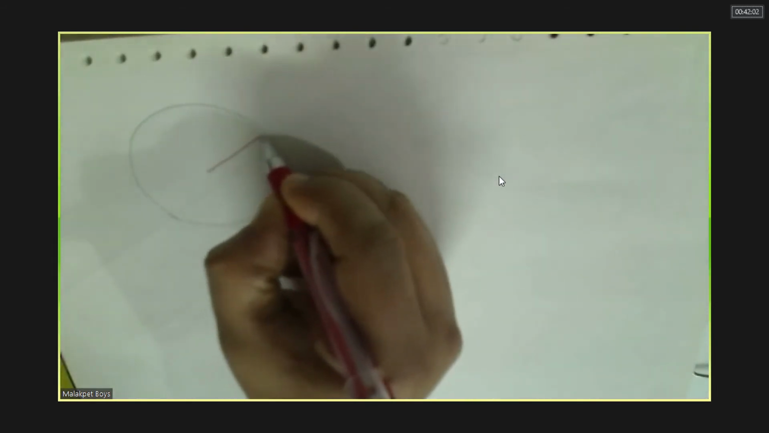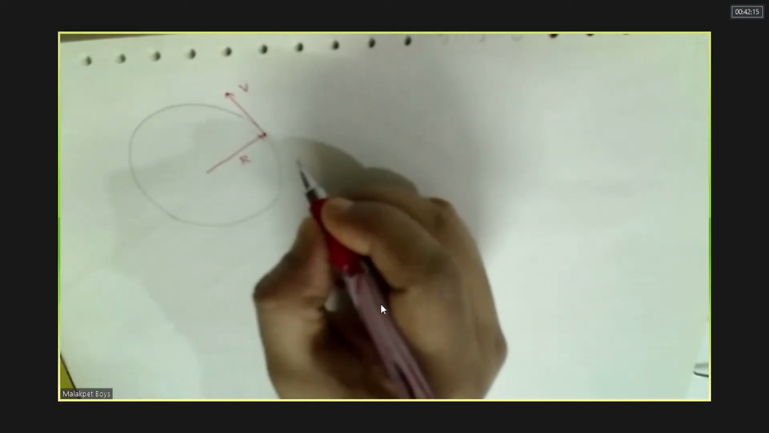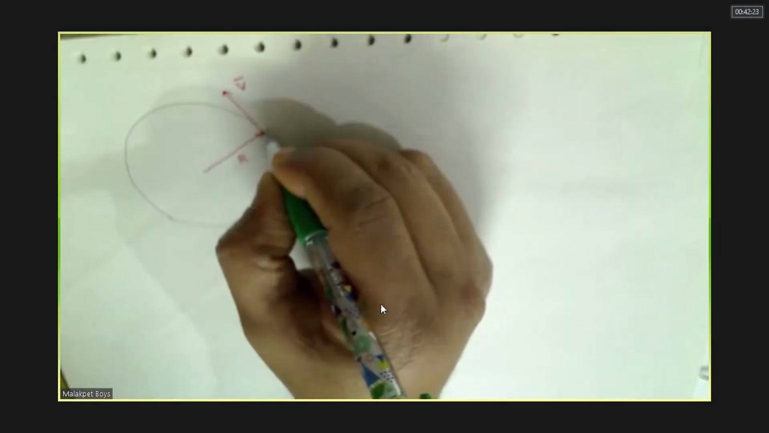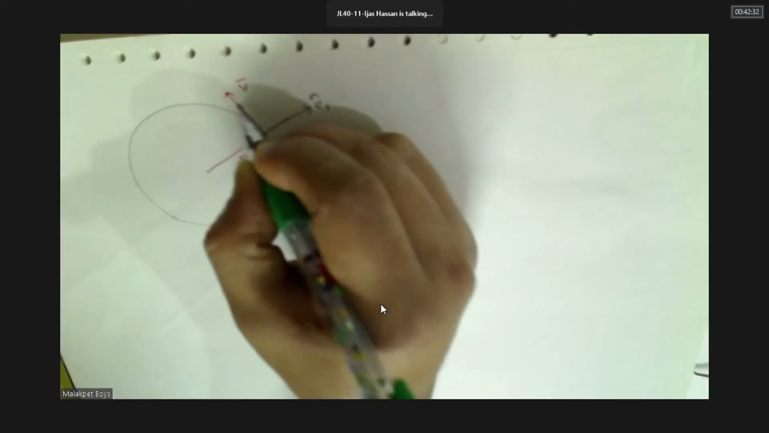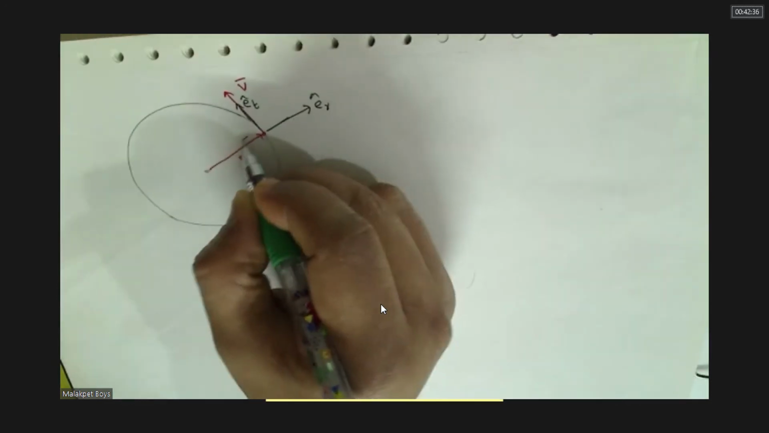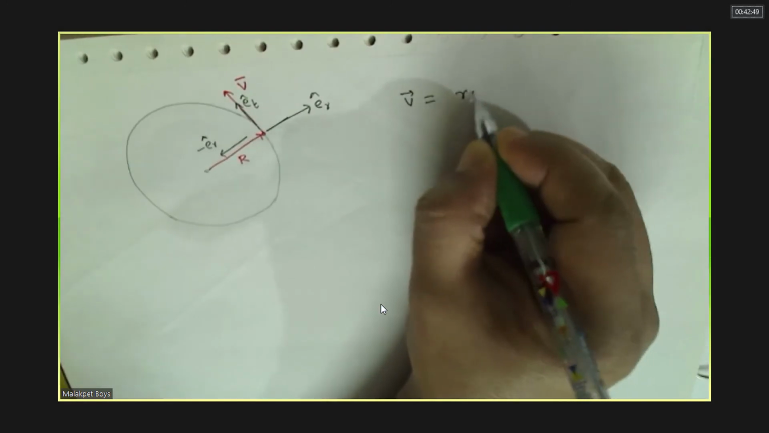Now we can see this. In a circular motion, you have the position vector R. You have velocity like this, tangential. And how is the acceleration? If you observe carefully, one is this, ER, no? And this is Et. Now, what is this direction? Minus er cap, no? Now the velocity vector is in which direction? R omega et.